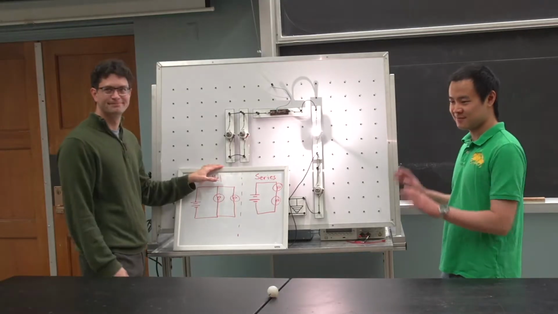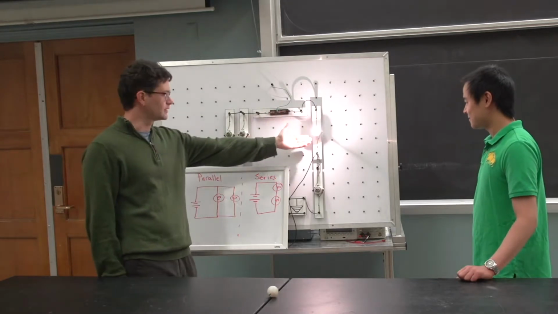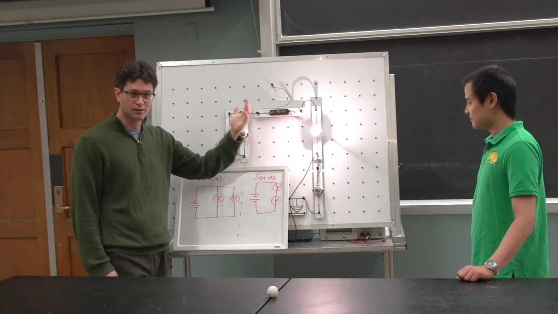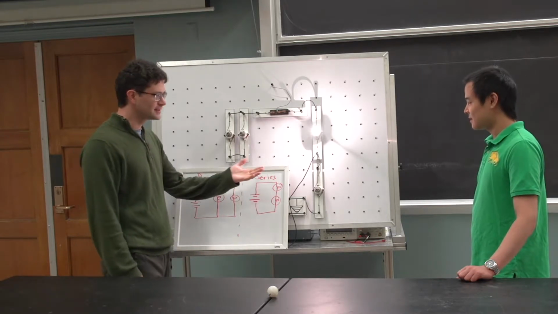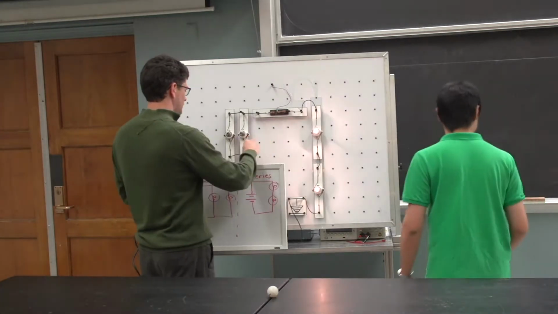Yep. This is because this light bulb is again receiving the full 12 volts of the battery. Cool. Can you explain all this behavior? Let me take that to the blackboard here.